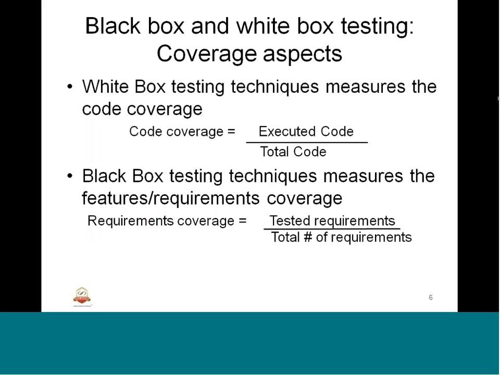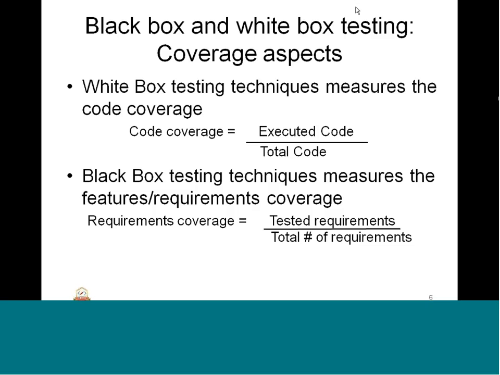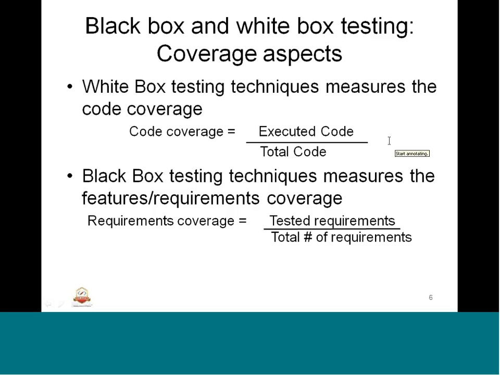As I said, coverage is very important, because we need to report the testing along with the results with a coverage aspect. We need to cover the functionality and we need to cover the code. White box testing deals with code coverage. So what is code coverage? Code coverage in a nutshell is as simple as the total number of executed code divided by the total number of code that is there. We measure this in percentage. Similarly, for black box testing, we use requirements coverage: the total number of requirements tested versus the total number of requirements available. That is the percentage it gives for coverage.